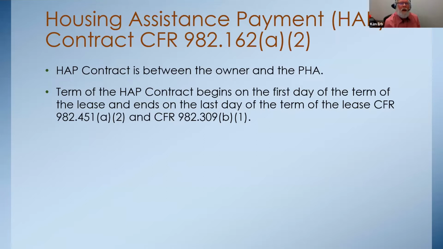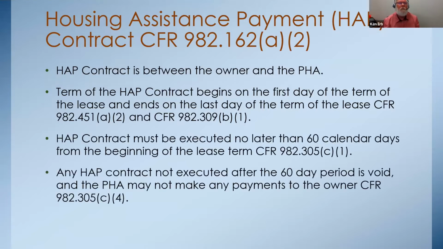The term of the HAP contract begins on the first day of the term of the lease and ends on the last day of the term of the lease. The HAP contract must be executed no later than 60 calendar days from the beginning of the lease term.